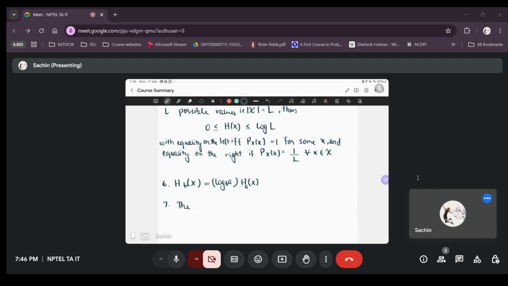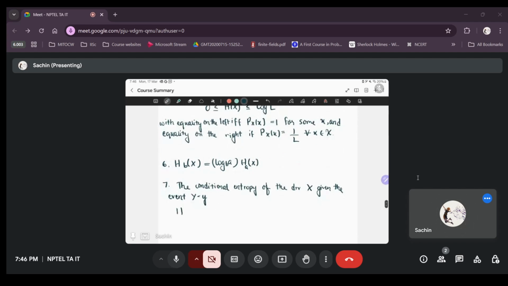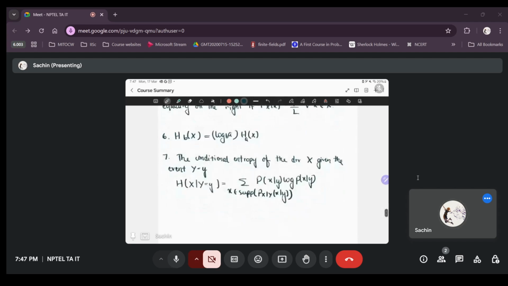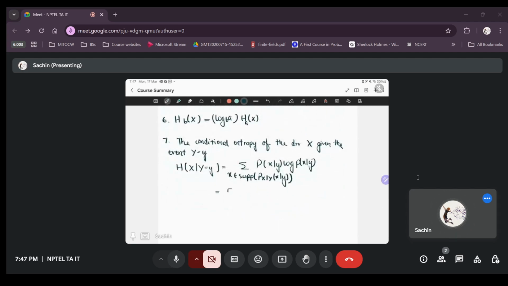Next, we define the conditional entropy of the discrete random variable x given the event y equals y. h of x given y equals y is minus the summation of p of x given y log of p of x given y, over x belonging to the support of the conditional distribution, which is equal to the expected value of minus log of p of x given y of capital X given capital Y, given y is equal to y.